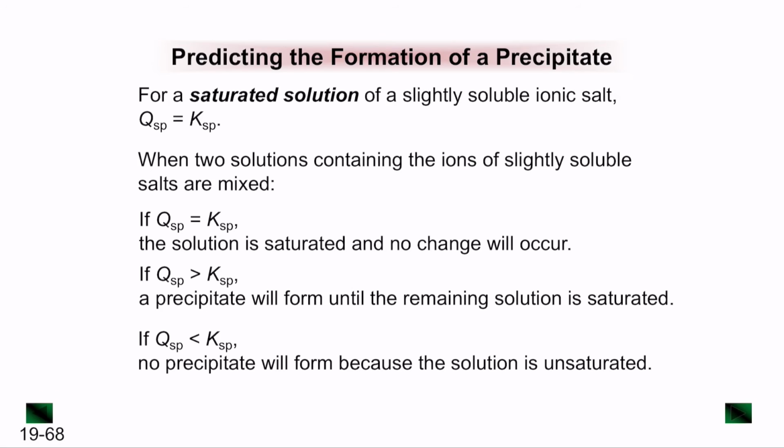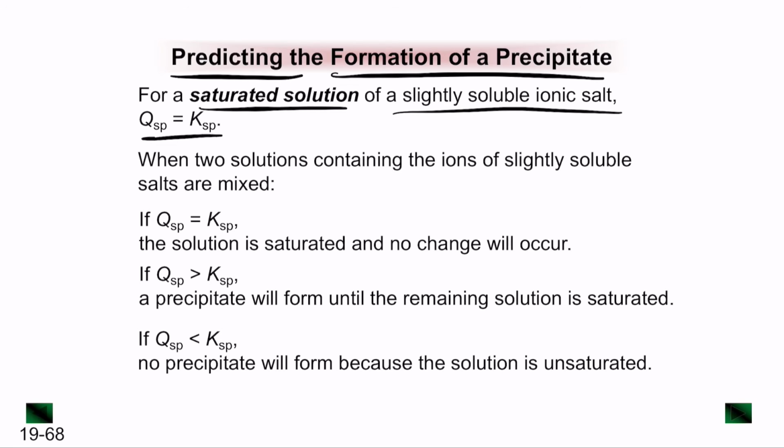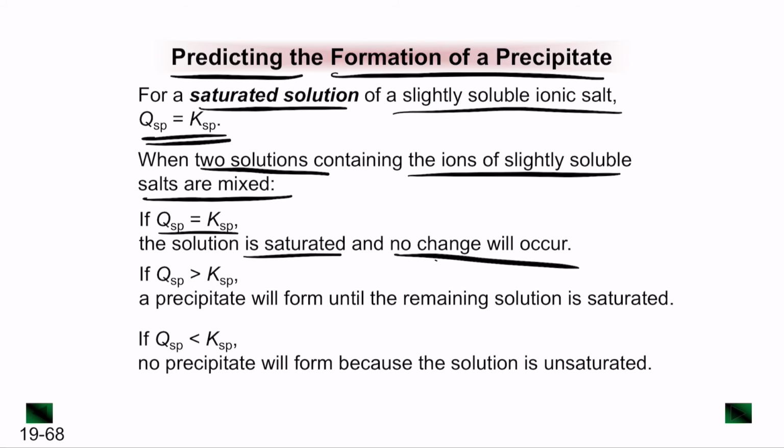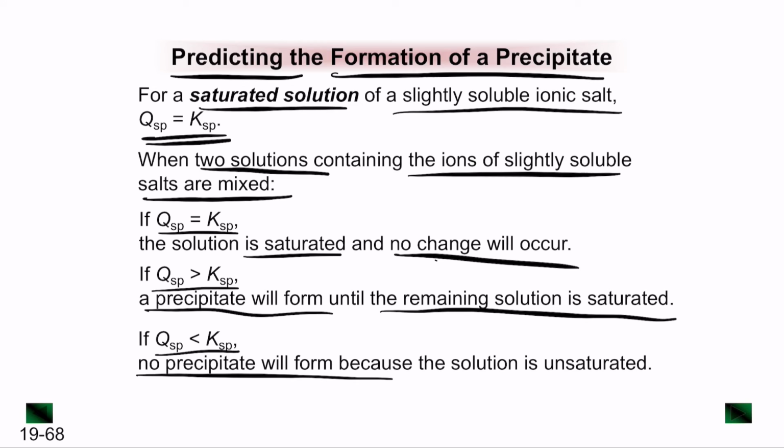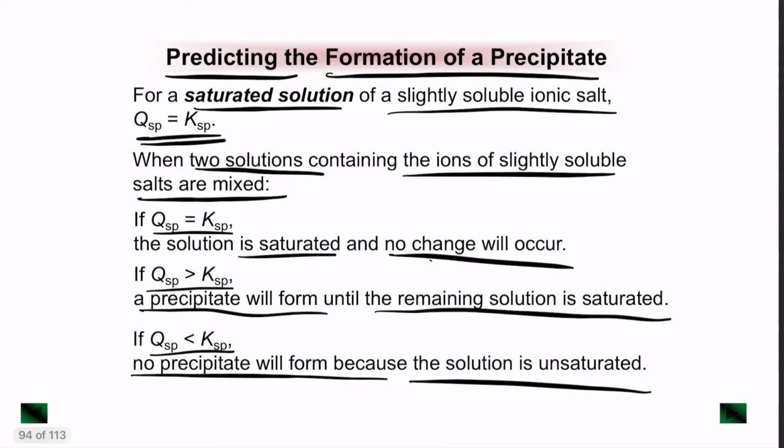So next, let's talk about how to predict the formation of a precipitate. Now, for a saturated solution of a slightly soluble ionic salt, generally QSP should be equal to KSP. Now, when two solutions containing the ions of slightly soluble salts are mixed, if the QSP is equal to KSP, the solution is saturated and there will be no change. If the QSP is greater than KSP, a precipitate will form until the remaining solution is saturated. And if QSP is less than KSP, no precipitate will form because the solution is unsaturated.